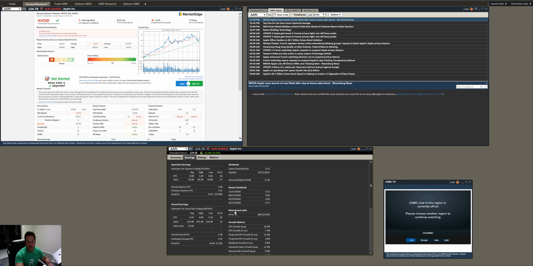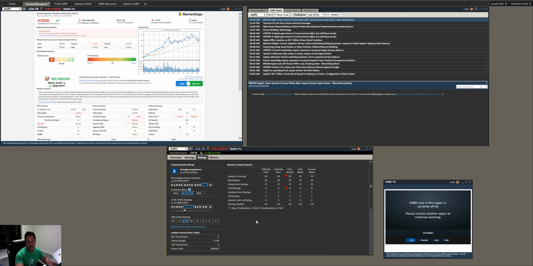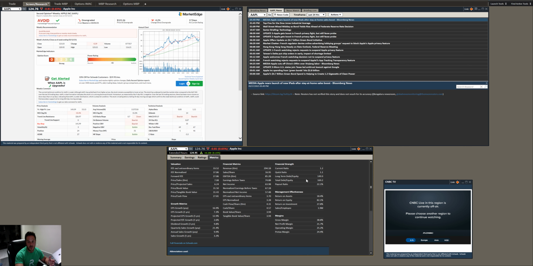So again, here are some of those fundamental things. We have the ratings. This is what Schwab has decided based on X number of analysts that go through it and determine it. And then you also have the metrics, which will break that down.